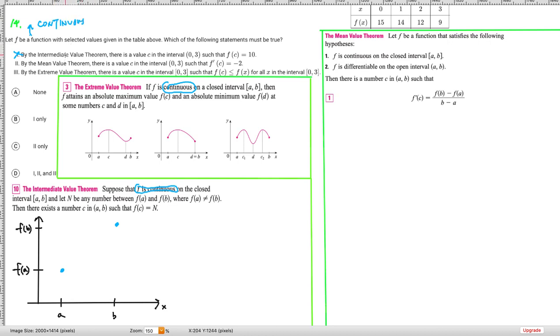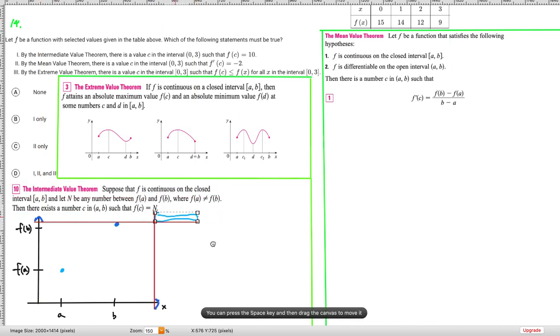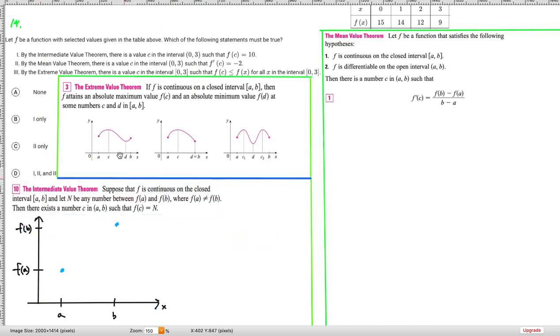So if f is a continuous function, now let's investigate. Oh sorry, I'm circling the wrong thing here. Hold on, this is not what I meant to circle. I meant to circle that f needs to be continuous. I apologize. So f needs to be continuous. That's key. Otherwise, it could look like this.